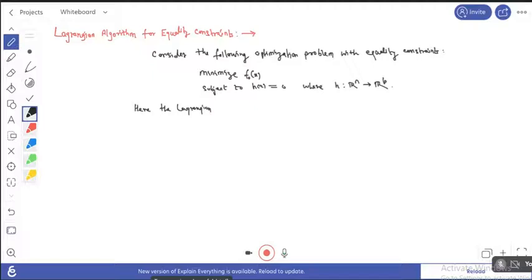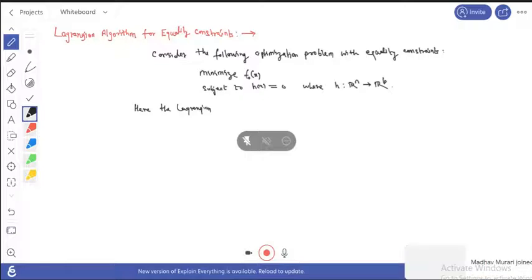Okay, no problem. So, here we discuss a Lagrangian algorithm for equality constraints, and you have already studied the Lagrangian condition and KKT condition for equality constraints and equality and inequality constraints respectively. Okay, so here we discuss the Lagrangian algorithm.